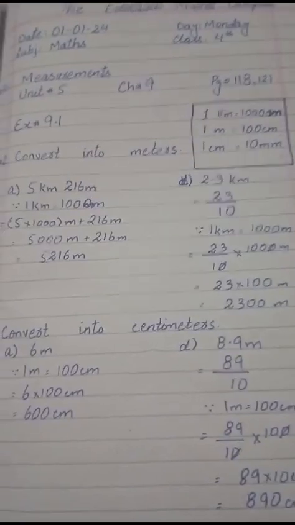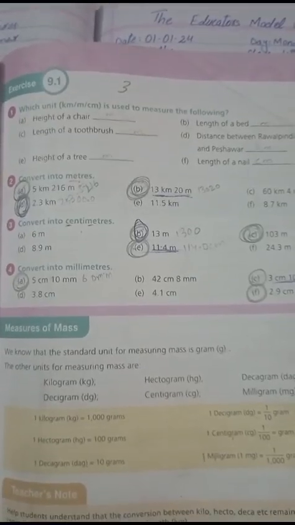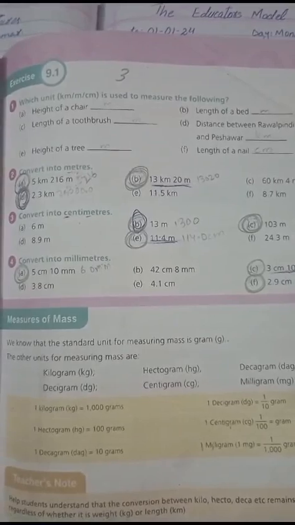Now in your book there is question number 1, which has blanks. You have to fill the blanks, just putting the units kilometer, meter, and centimeter according to the given objects. Then in question number 2 you have to convert into meters.